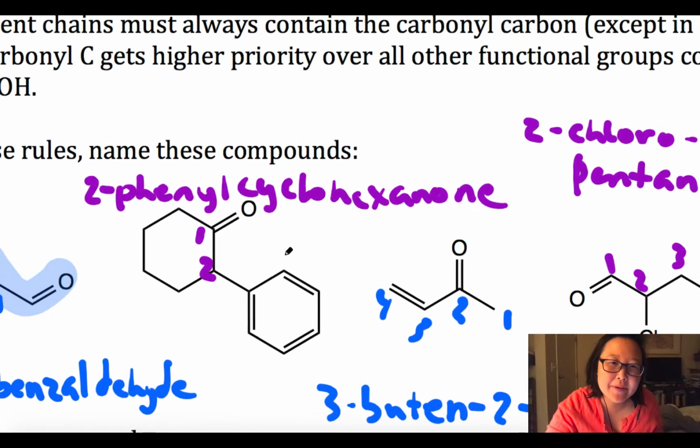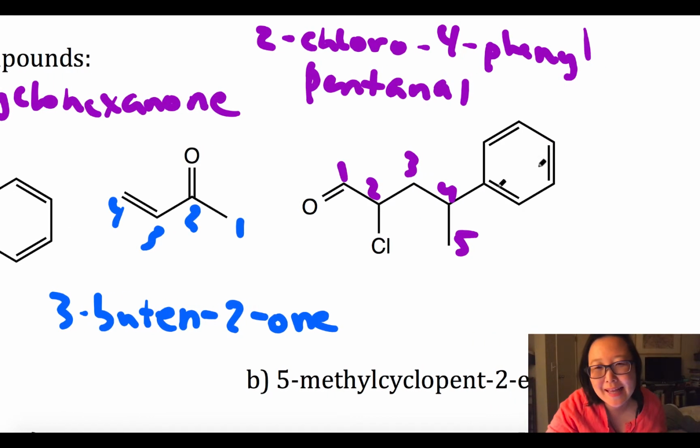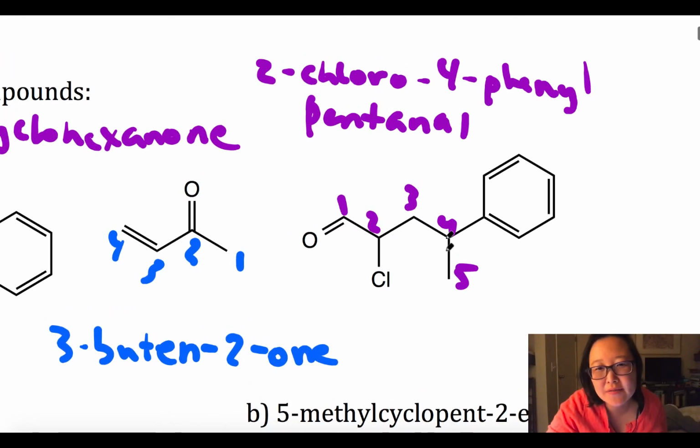Okay, so for the second one, I get the ketone is part of this cyclohexanone, and we have a phenyl group off of carbon 2, so 2-phenylcyclohexanone. The third one is a 4-chain with an alkene in there, so you could say it's 3-buten-2-one. And there's no E or Z to worry about because of the 2 hydrogens here, so there's no cis or trans. And last example, the longest chain is 5 carbons.